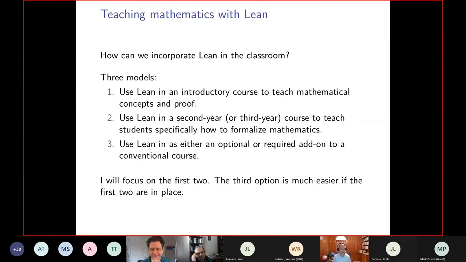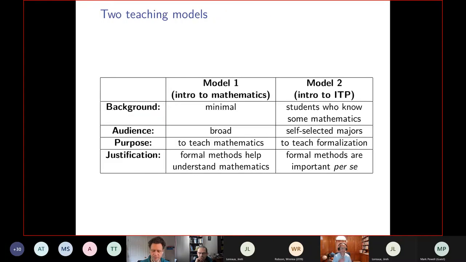So for the third one to work, it's much better if there's some standard way for students to get the requisite background in Lean to avoid duplication. So I'll focus on the first two models, and let me summarize them.